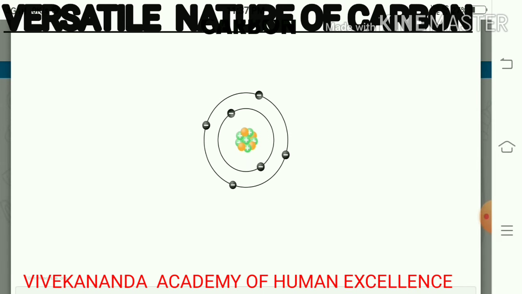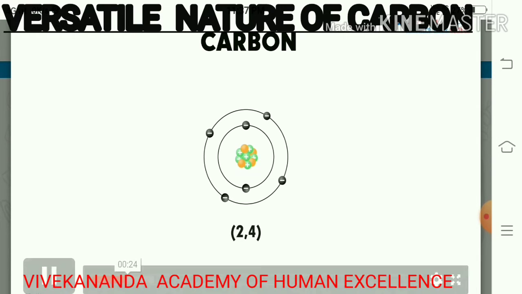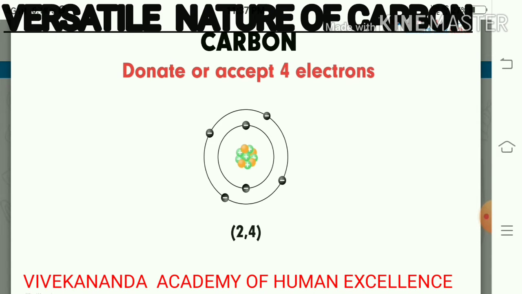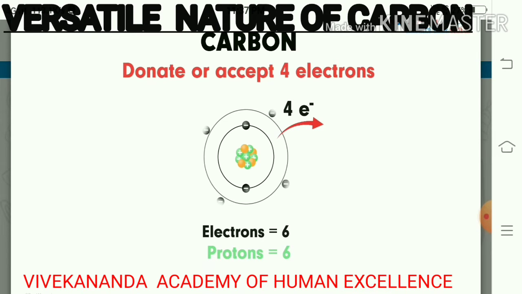Yes. The electronic configuration of carbon is 2,4. That means it can either donate or accept 4 electrons to achieve stable state. However, it's not as easy as it seems. This is because donating the 4 electrons will mean that the atom is now left with only 2 electrons.